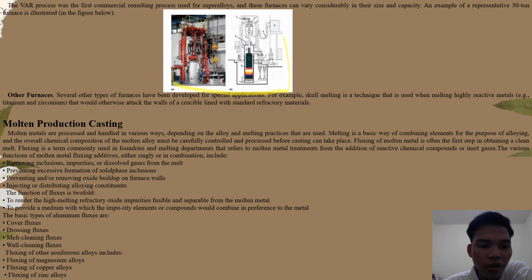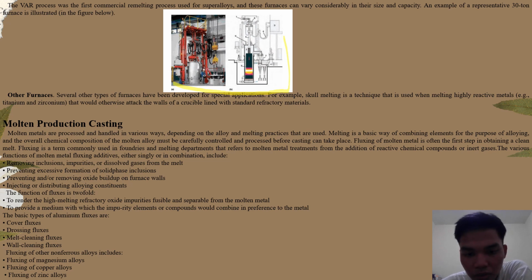Molten metal processing and casting. Molten metals are processed and handled in various ways depending on the alloy and the melting practice that are used. Melting is a basic way of combining the elements of the alloy, and the overall chemical condition of the molten alloys must be carefully controlled and processed before casting can take place. Fluxing of molten metal is often the first step in obtaining a clean melt. Fluxing is the term commonly used in foundries and melting departments.